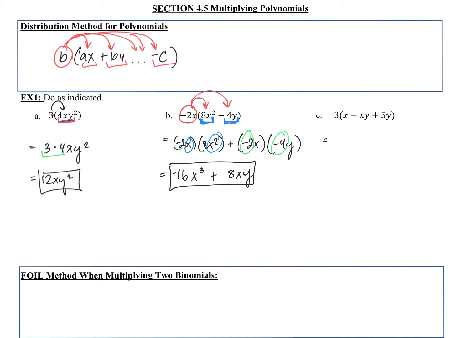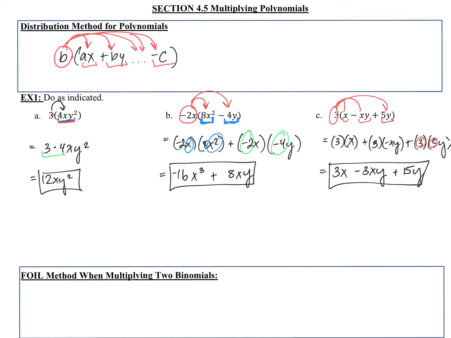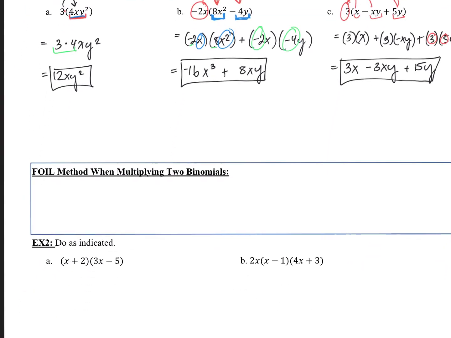So now let's take a look at the last one. How many terms are in this? We have 1, 2, 3. It's 3, so it's a trinomial, which means we need to distribute that 3 1, 2, 3 times. So we'll get 3 times x plus that 3 times the negative xy plus the 3 times the 5y. Multiplying that up, we get 3x minus 3xy, and then plus, we have that 3 times the 5, so 15y. All right, there we go. So however many times you need to distribute, you distribute that many times, depending on the number of terms you have.